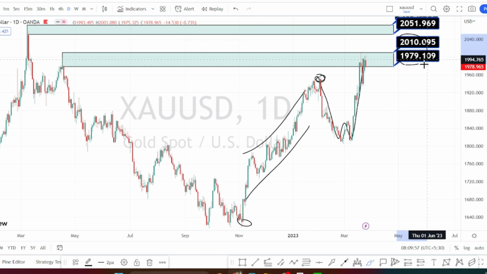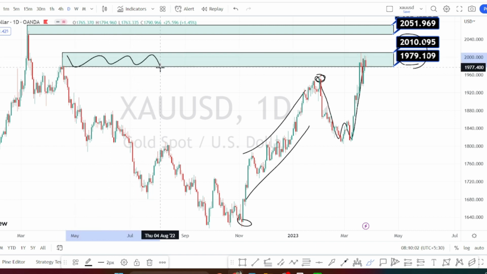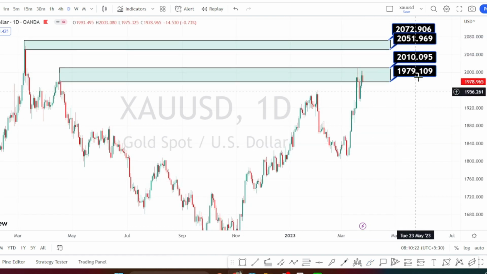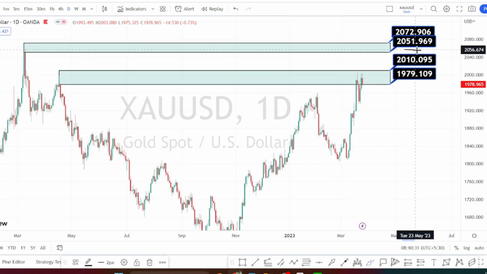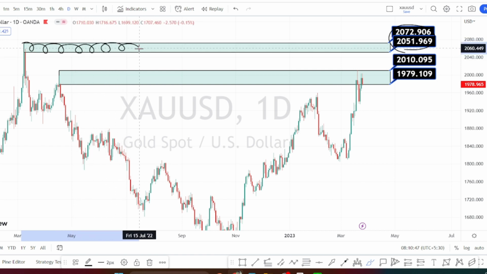to 2010. So this zone is currently acting as a very strong resistance zone or the supply zone for the past price action. And the current market is finding difficulty to break this resistance zone. And in case the price action breaks this resistance zone, next level of resistance zone is going to be between 2051 to 2072. This level is also from the past price action supply zone, and this will be acting as a very strong resistance zone because this is from the daily time frame.